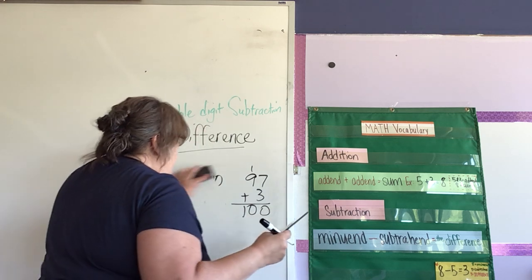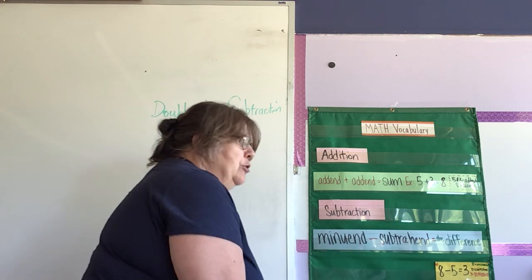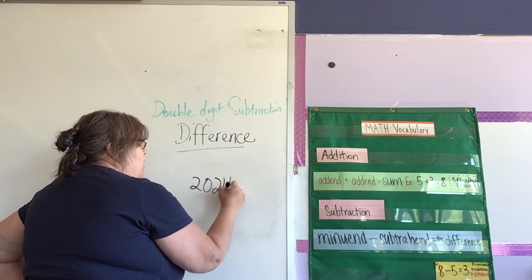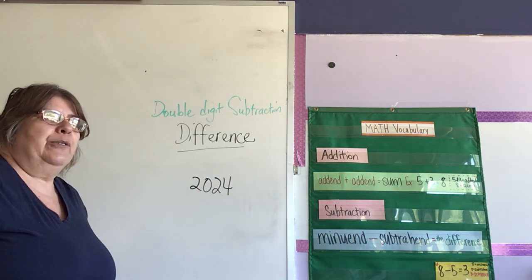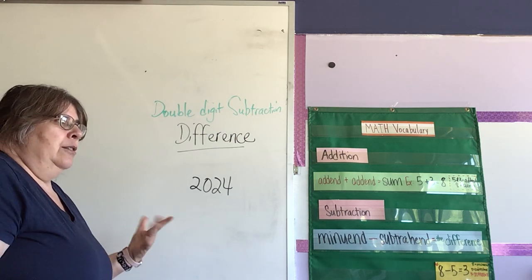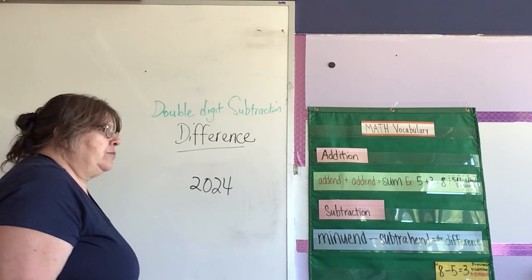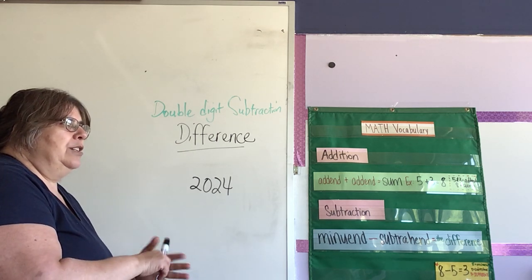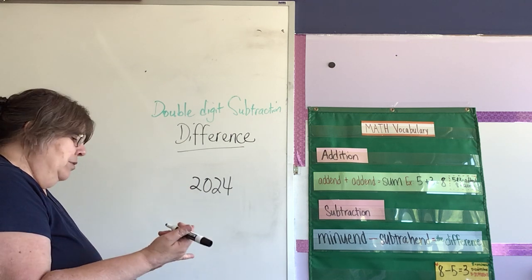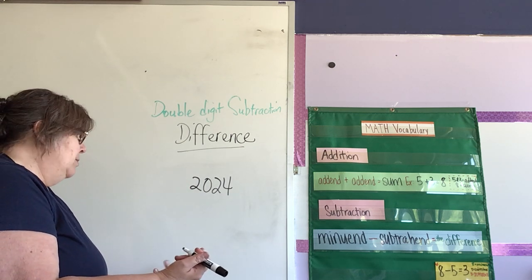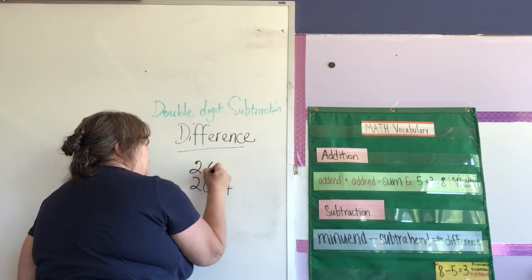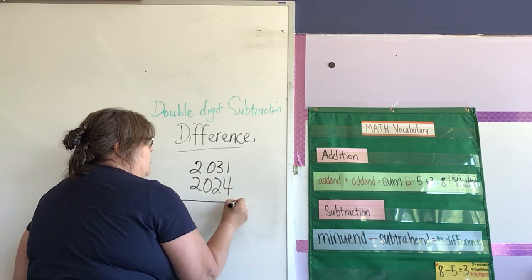A good place where these come in handy is when you're subtracting years. So it's 2024. Let's say we want to figure out what year you're going to graduate. You guys are 5th graders, so what do you have? 6th grade, 7th grade, 8th grade, 9th grade, 10th grade, 12th grade. So you would have 7 more years. I don't know. Let's say, are you going to graduate in 2031?